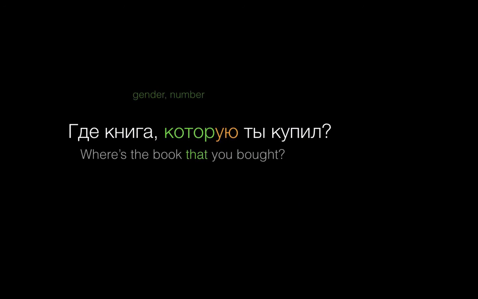So this means that the gender and number of который agree with the noun that it refers back to, but the case of который is determined by its function in that second clause. This means that который could occur in any of the 6 cases. Let's look at some more examples then.